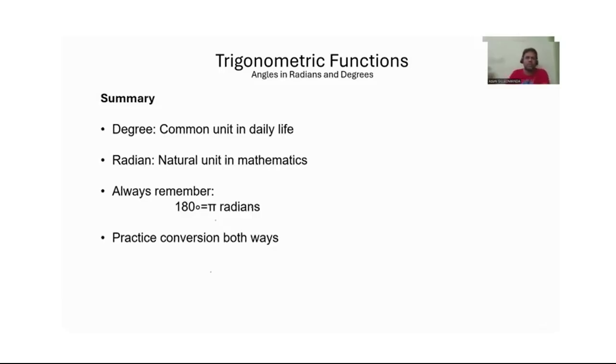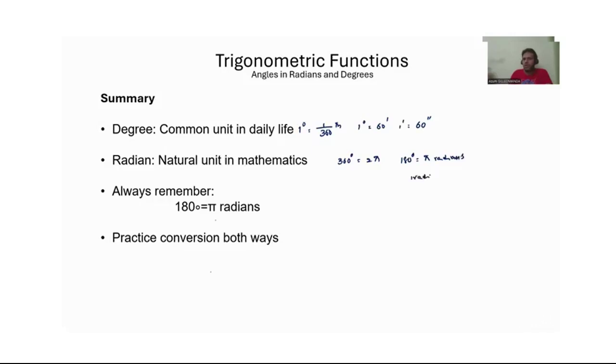Now, let's look at the summary. What is a degree? One degree is the 1 by 360th portion of the revolution. Right, guys? And also we learned one degree is 60 minutes, and one minute is 60 seconds. Then what is a radian? In a unit circle, for 360 degrees the total rotation is 2 pi. That means 2 pi radians, or 180 degrees equals pi radians. This is what we learned, right?